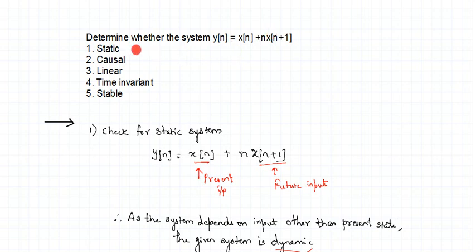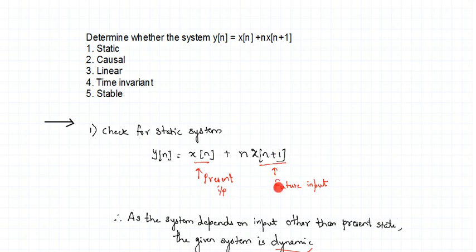So let us start with the very first. Let us check whether the given system is static or dynamic. So check for static system. Let us try to understand the terms in the system equation. The system comprises x[n] plus n into x[n+1]. With respect to the nth time instant, x[n] becomes the present input and x[n+1] becomes the future input.